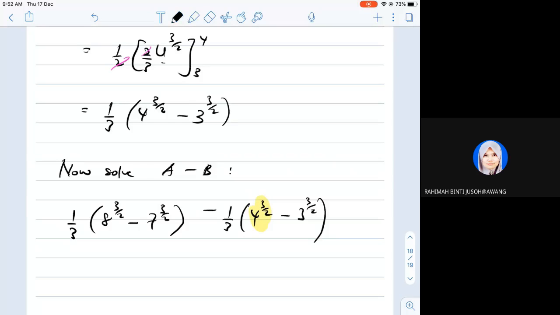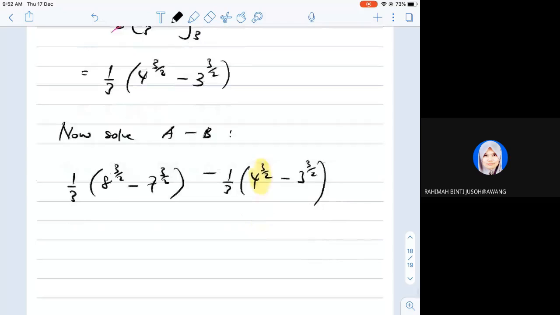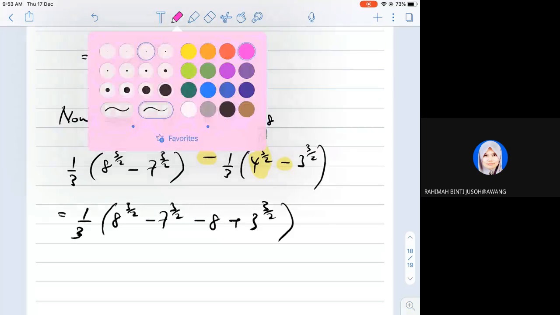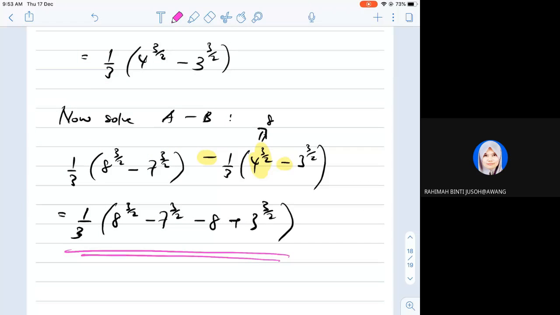Okay, 4 to the power of 3 over 2. If we simplify it becomes 8, isn't it? Square root of 4 cubed, it becomes 8. Take out 1 over 3, it becomes 8 to the power of 3 over 2 minus 7 to the power of 3 over 2 minus 8, minus becomes plus, so plus 3 to the power of 3 over 2. This is long.